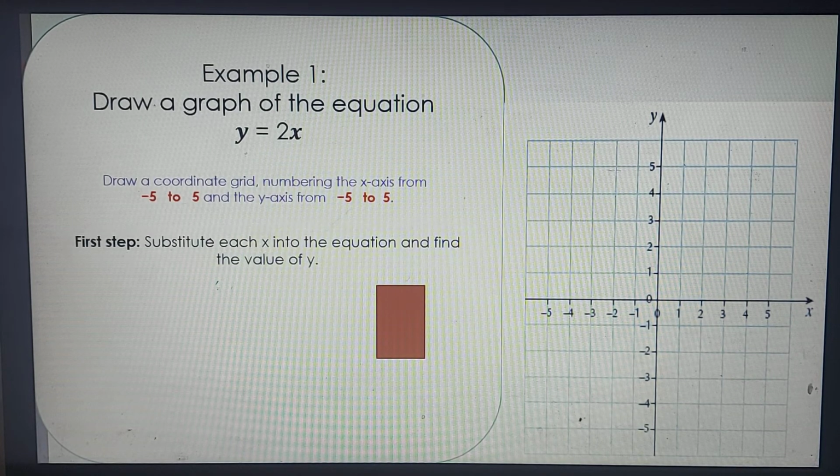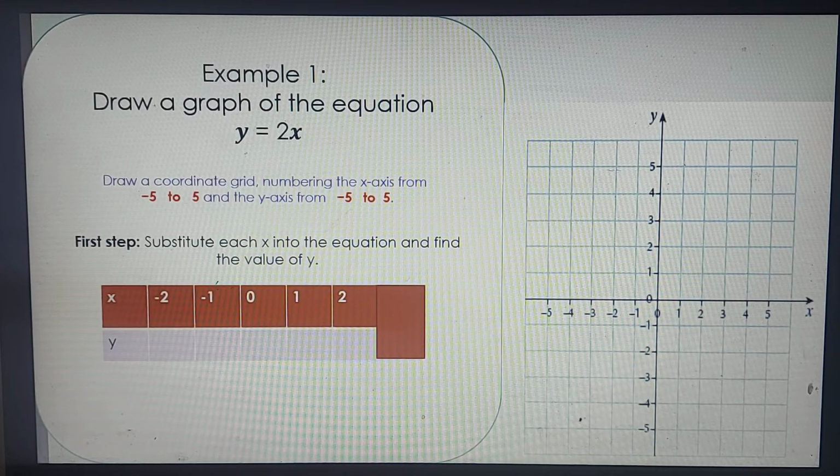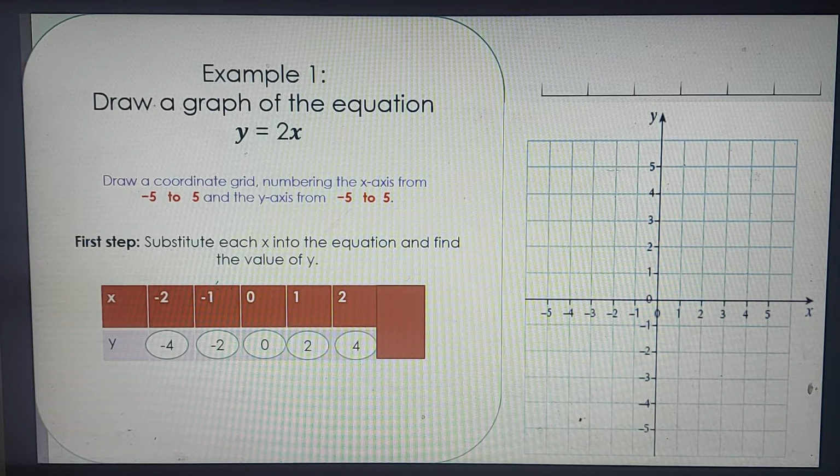So we need to substitute each x into the equation and find the value of y. The equation given to us is y equals 2x. So for the first one, when x equals -2, we do 2 times -2, we have -4. When x equals -1, we do 2 times -1, we have -2. When x equals 0, we do 2 times 0, we have 0. When x equals 1, we do 2 times 1, 2. When x equals 2, we do 2 times 2, 4.